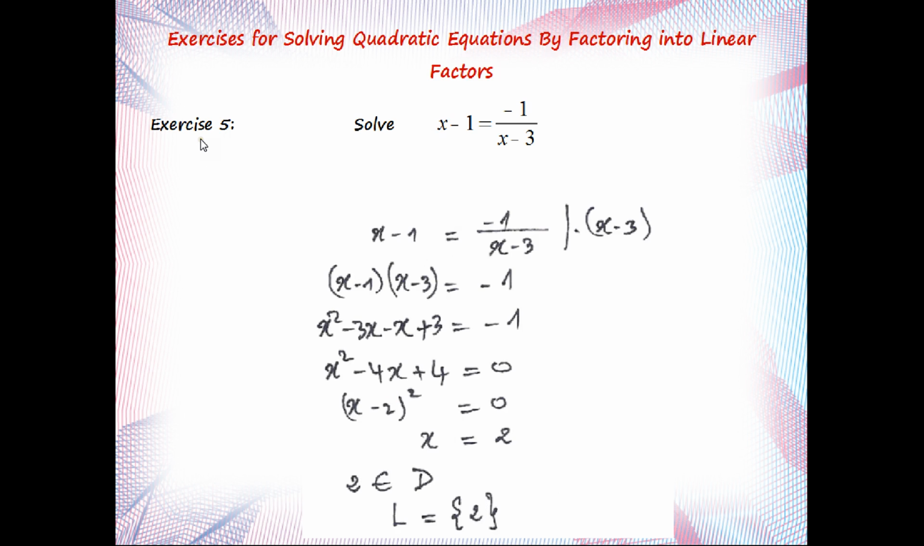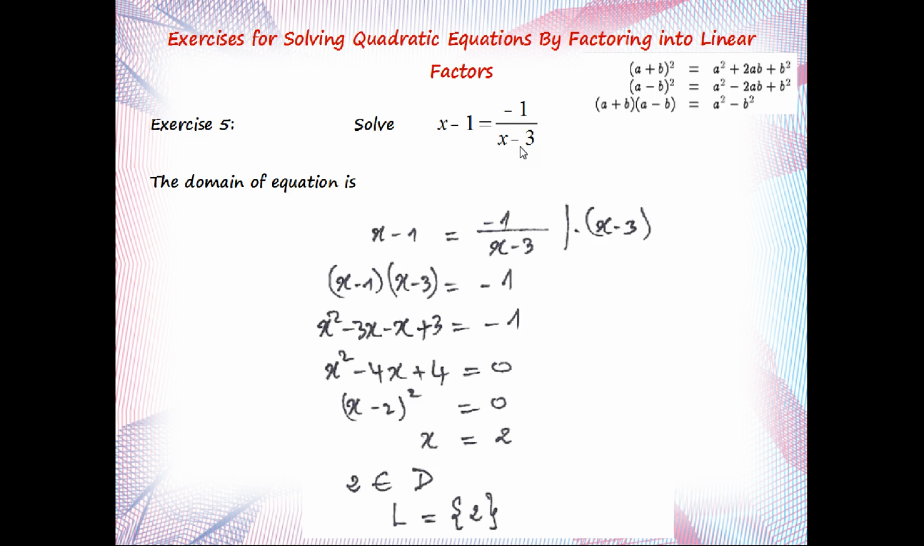Exercise 5. Solve x minus 1 equals minus 1 over x minus 3. First, let's find the domain of the equation. What is the domain? The domain is the set of all x's for which the equation is defined. So, the denominator cannot be 0. In order to find the domain, we set the denominator equal to 0 and solve. x minus 3 equals 0, x equals 3. This means the domain D of the equation is all real numbers except 3.